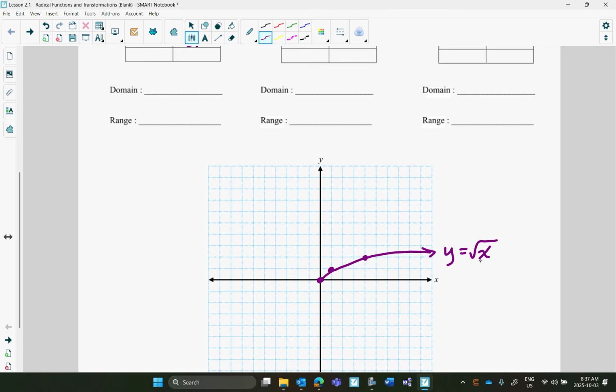What's the domain of this function? X is greater than or equal to 0, or 0 to infinity, if you're using interval notation. Which makes sense because we can't plug in a negative number for x. And the range? 0 to infinity again, or y is greater than or equal to 0.